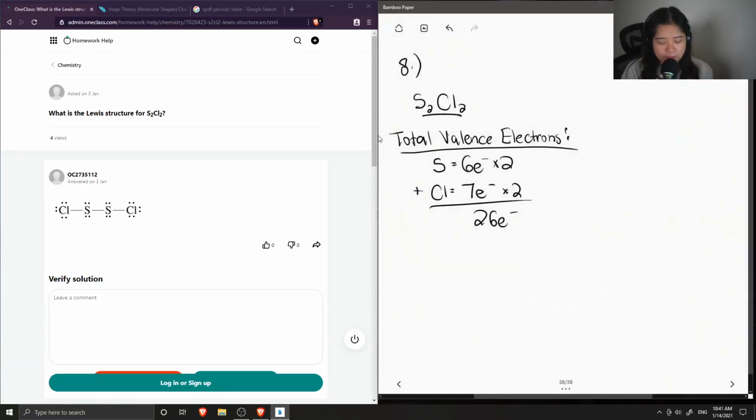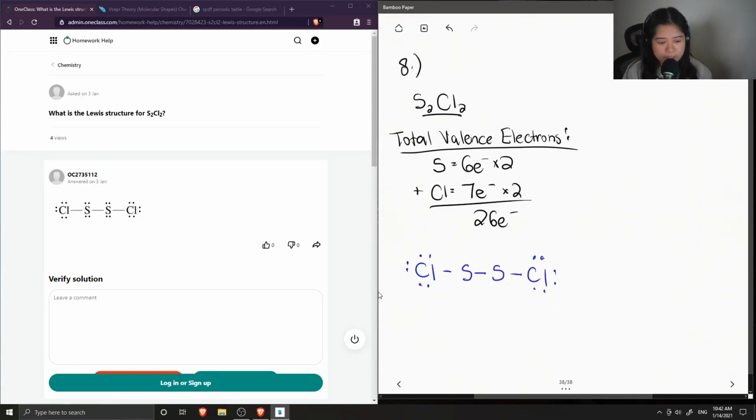So sulfur is less electronegative than chlorine. So I'm just going to write the 2 sulfurs as our central atoms, each having a single bond to a chlorine. So now let's fill in all of the lone pairs on our terminal chlorine atoms. And let's count out how many I've drawn so far.